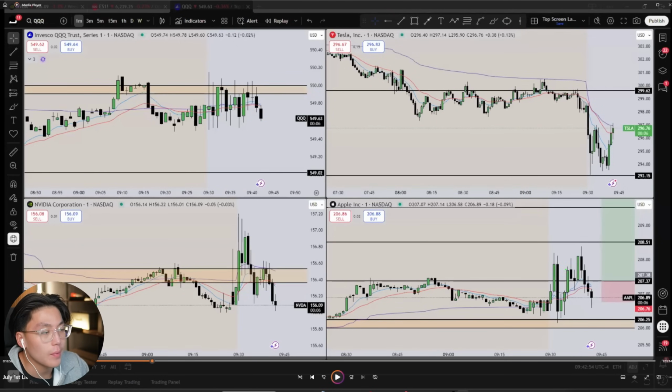Yeah, I ended up stopping out of Apple too. I ended up stopping out of my starter position here as it broke back underneath this 207.